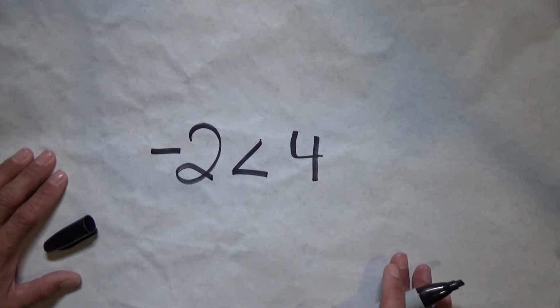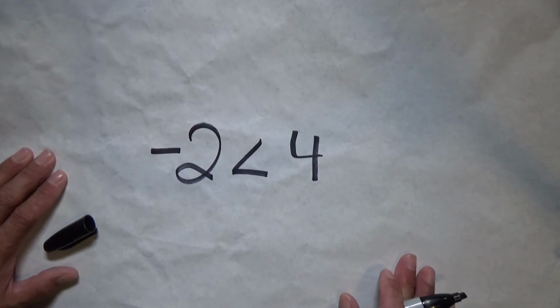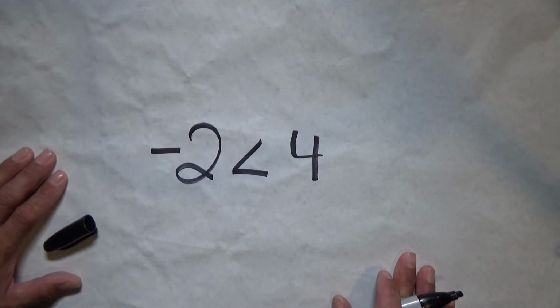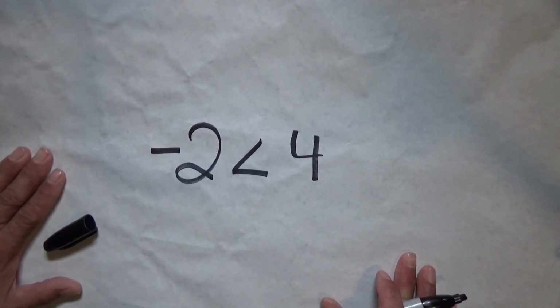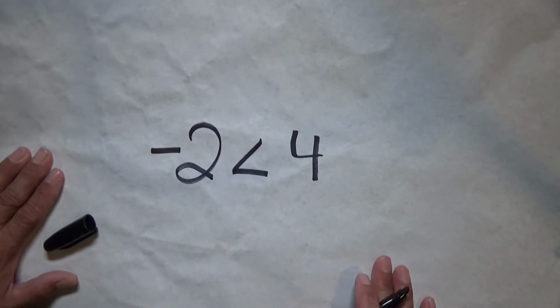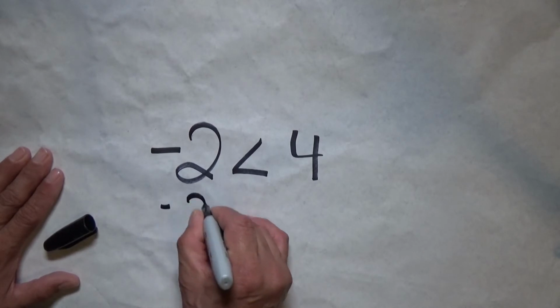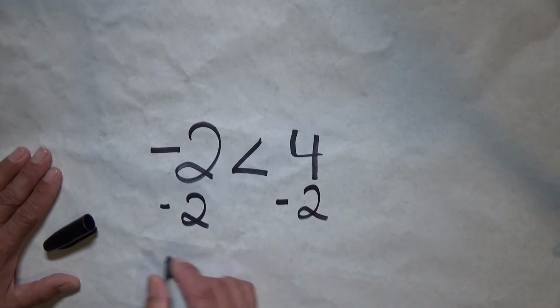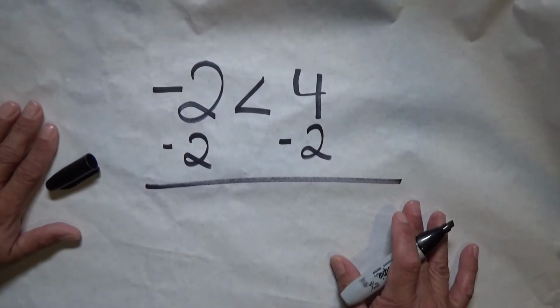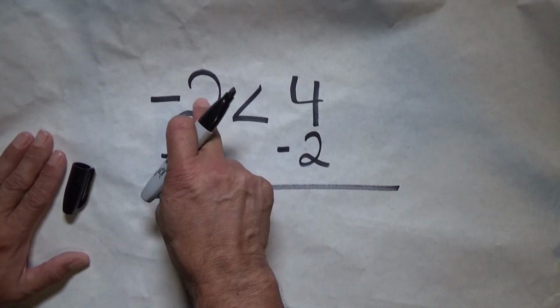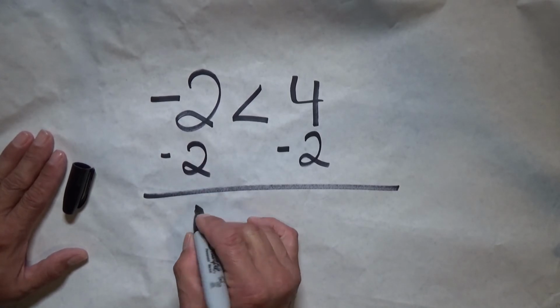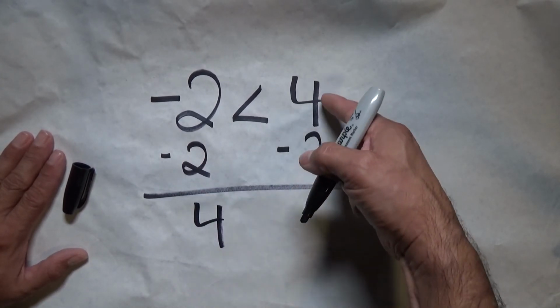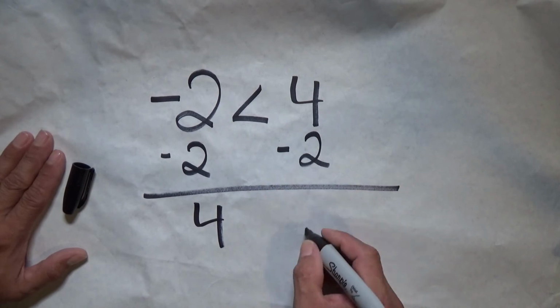And here's why. We already know that -2 is less than 4. Now if I multiply this by a -2, it completely changes the problem. So whatever I do to one side, I do to the other. So I multiply this by -2, and I multiply this by -2. Then if I go through the motions and finish my math, I get -2 times -2, which is 4. 4 times a -2 is now -8.